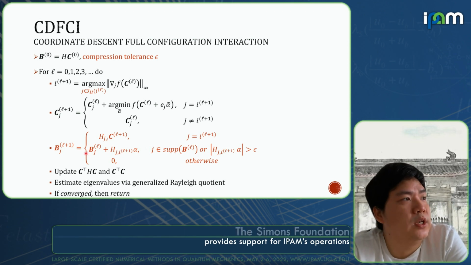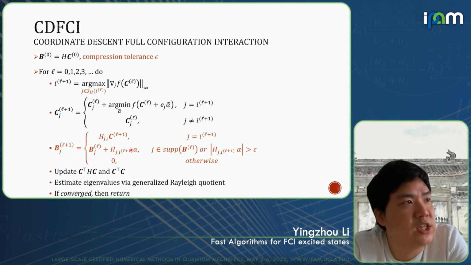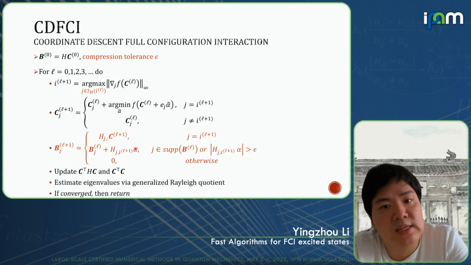Okay, so this will be Bj equal to Bj plus Hji times alpha. And we update it with two kinds of conditions. First, if j is already in the support of B, which essentially means the corresponding row in B is non-zero, then we update this value without increasing any memory. So we will just do it.